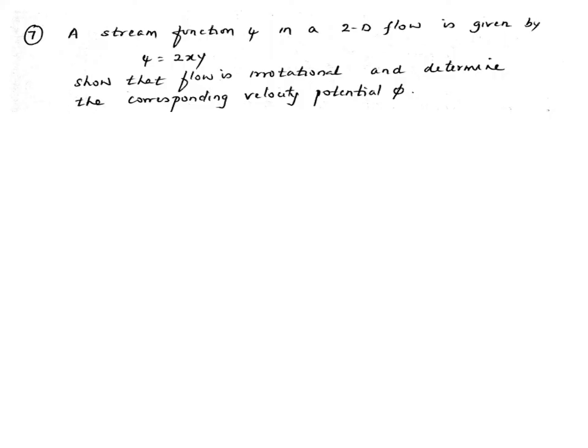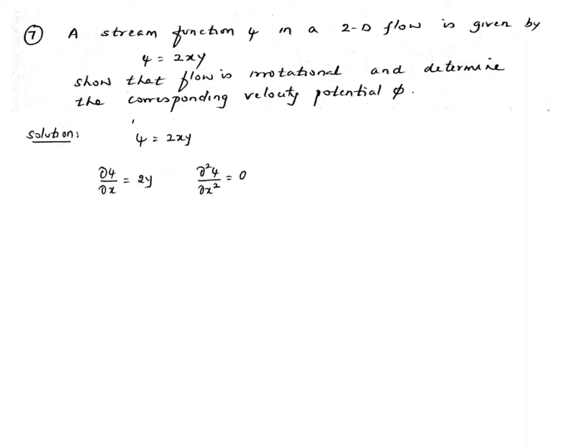In order to show that flow is irrotational, if psi is given, we have to satisfy the Laplace equation: dou square psi by dou x square plus dou square psi by dou y square has to be equal to 0. So that can be done. When psi is given, instead of going ahead with omega z equal to 0, we can always go ahead with the Laplace equation if psi and phi are given.